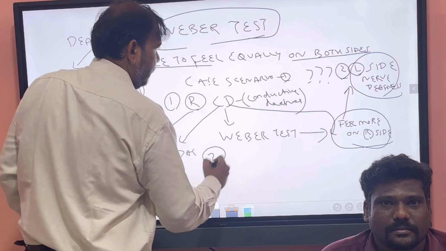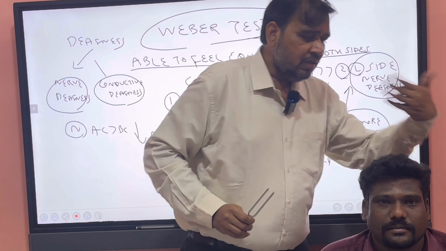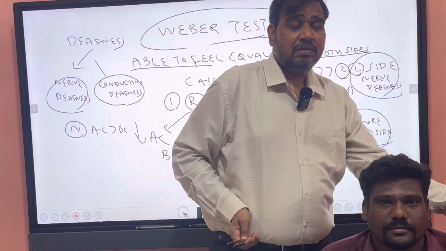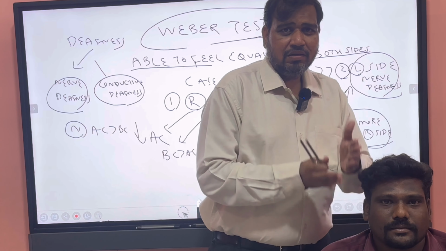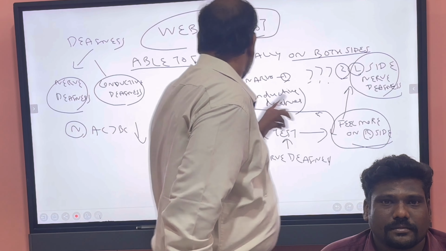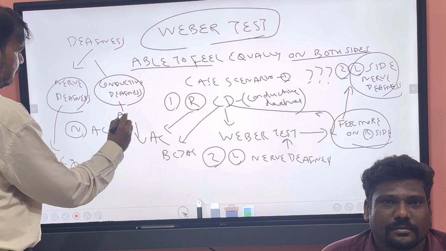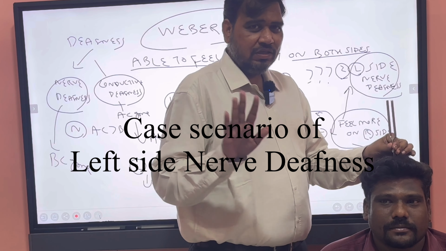Normally if I do Weber's test, you will hear equally on both sides, since the distance is the same. Now imagine Mr. Ranjit is suffering from left side nerve deafness. Just listen: right side air conduction is normal, bone conduction is normal. Left side has nerve deafness. Nerve deafness means bone conduction is gone. Conductive deafness means air conduction is gone. Though we are taking the same subject, it is a different case scenario. So now I am examining a patient who is suffering from left side nerve deafness.